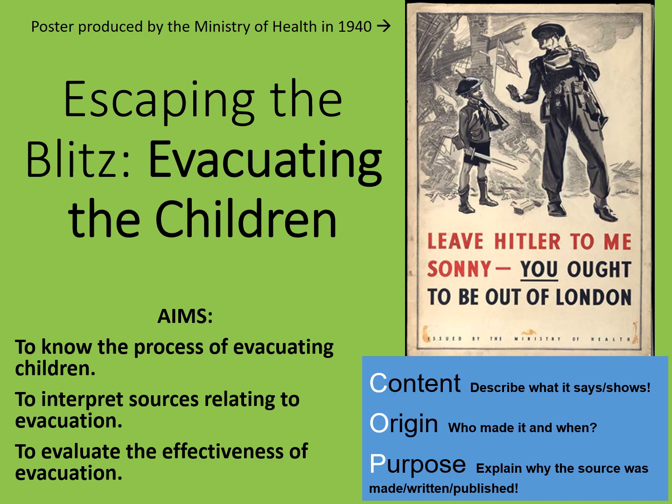Okay, so for the content you should have picked up on the following details. We can see a soldier in the foreground with a young boy who's pretending to be a soldier with his sword and toy gun. In the background we can see a bombed out building, suggests that this is in the middle of the Blitz when the Germans were bombing cities. And a Union Jack is flying, a little touch of patriotism for this wartime poster. It also contains the text, "Leave Hitler to me, sonny, you ought to be out of London."